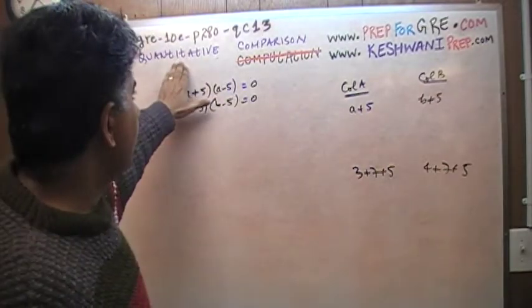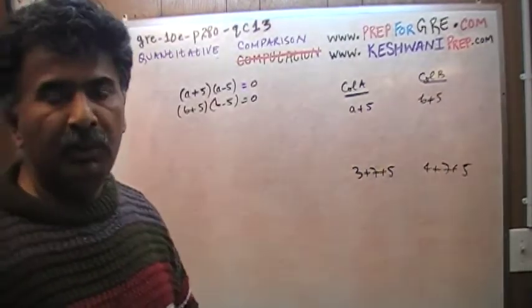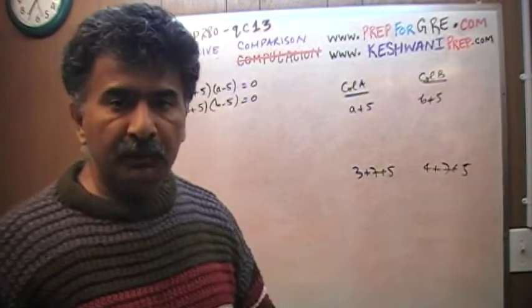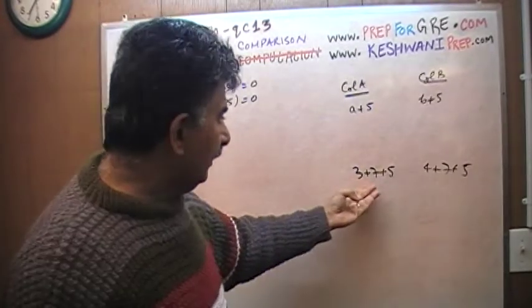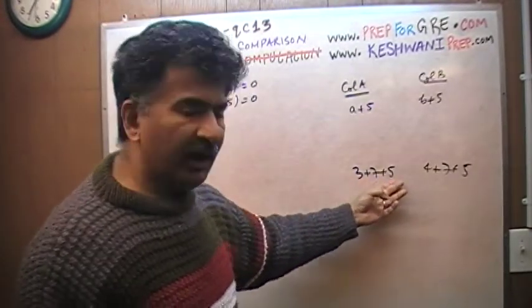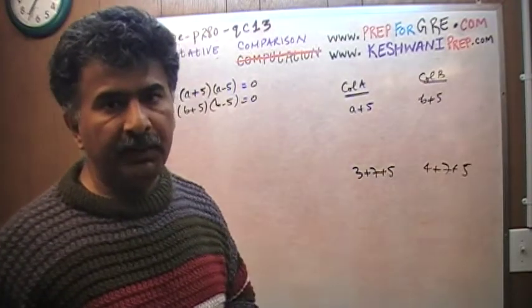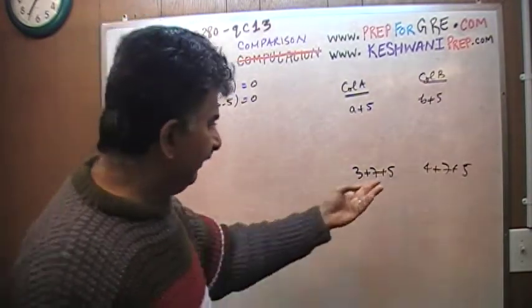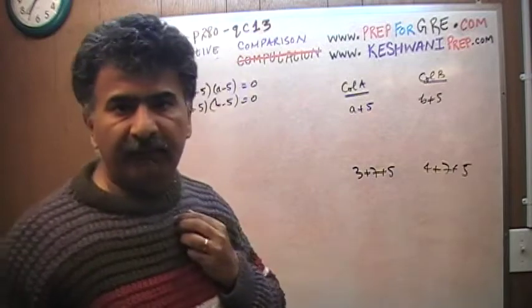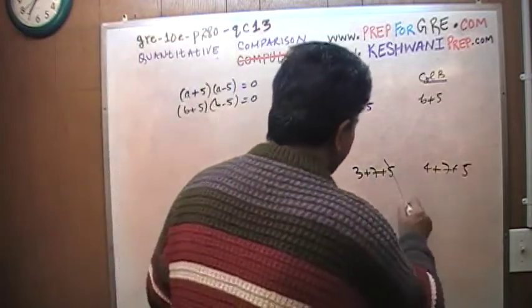These are called quantitative comparison. You are to compare the two quantities, not compute the bloody thing. Here, 3 plus 7 is 10 plus 5 is 15. I'm computing it, not comparing them. This is how you compare them. I see a 5 here, I see a 5 there. That 5 plays no role. In other words, I can just cross it out.